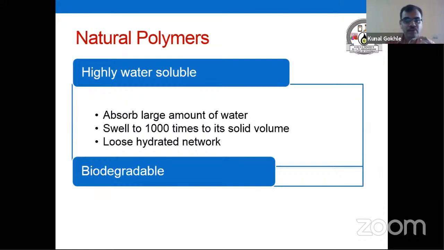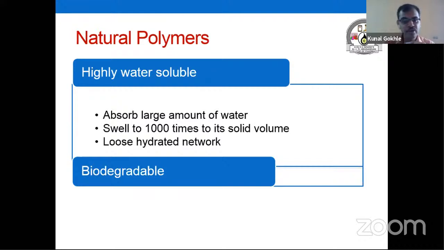Here are some of the properties of the polymers that attracted me to work in this field. Natural polymers are highly water soluble. Because of this high water solubility, they can absorb a very large amount of water, and when they do, they swell. It has been observed that a polymer can swell about 1,000 times its solid volume, which makes the swelled polymer porous. And if our polymer is porous, then we can use it for various drug delivery systems. After swelling, the polymer forms a very loose hydrated network, which we can explore for drug delivery systems.